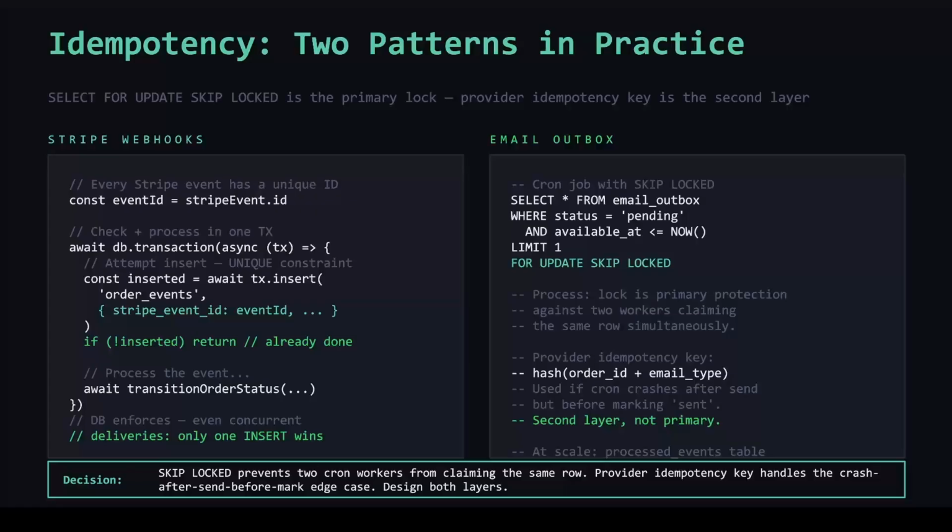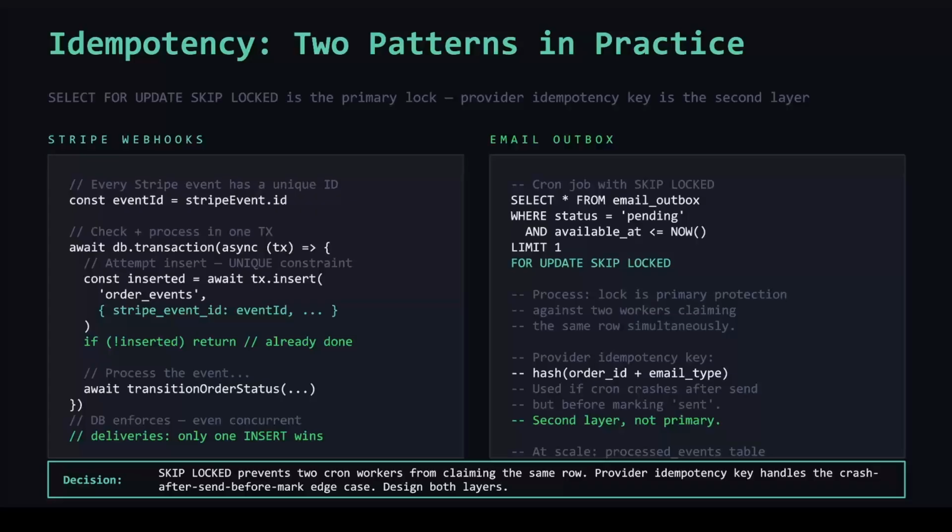Email outbox. The cron job uses select for update skip lock to lock the outbox row before processing. This prevents 2 concurrent cron workers from claiming the same row. The provider idempotency key, a hash of the order ID and the email type, is used if the cron crashes after sending but before marking sent. The lock is the primary mechanism. The provider key is the second layer.